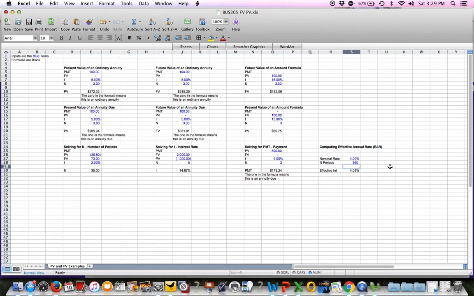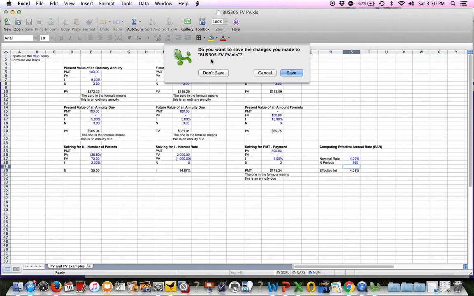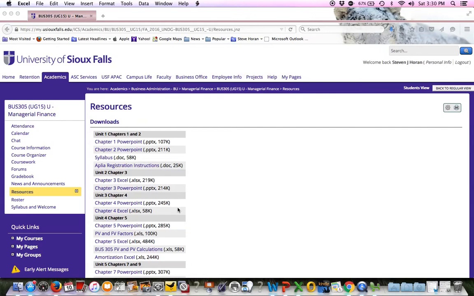Now, you can't ever break these formulas. If you happen to goof it up and mess them up, just go reopen a fresh file. That's all you've got to do. So don't worry about playing around with this. You can't break it. Every time you use it, just save it somewhere. And if you happen to overwrite a formula by accident, all you've got to do is come back here and open up the file. It was the BUS 305 FV and PV calculations file. The one I forgot to open was this one right here. So let's open this one up.